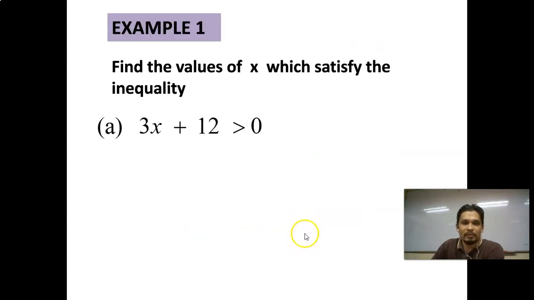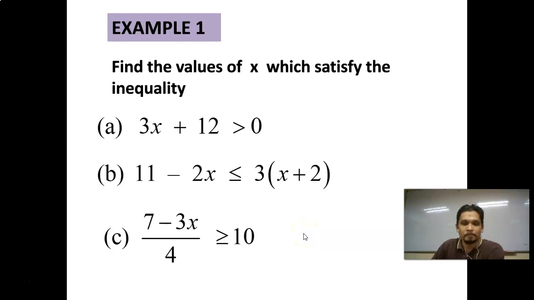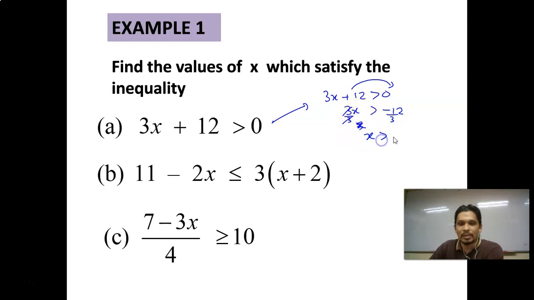Example: find the values of x which satisfy the inequality. So now, 3x plus 12 is greater than 0. 3x is greater than 12 moved to the other side, which becomes negative 12. Then we divide by 3 on both sides. So dividing by 3, x is greater than negative 4.